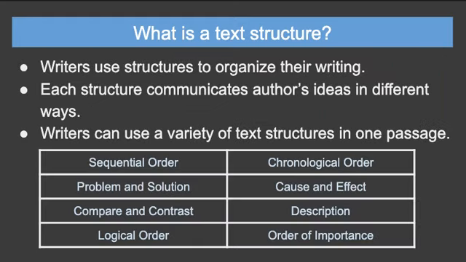So writers use text structures to organize their writing. Each structure communicates the author's ideas, but in different ways. And what's really important to realize is that writers can use a variety of text structures just in one passage. So one heading might be one type of text structure, and then another section of the passage might be a completely different type of text structure, and that's okay. So it's not going to be the entire passage being one text structure.